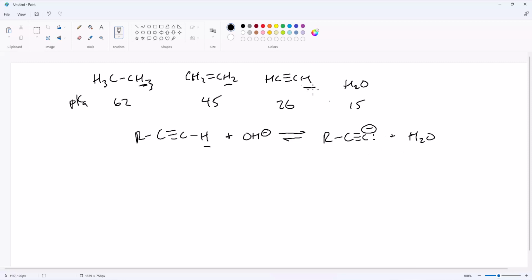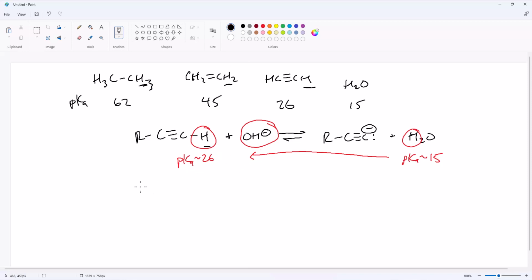To determine whether this would proceed to the left or to the right, where the equilibrium will be favored, we'd compare the relative acidity of these two protons. In this case, the pKa of this one is about 26. The pKa of water is about 15. So we would see that the equilibrium would fall to the left. So what this tells us is that OH minus is not a strong enough base to fully deprotonate an alkyne.